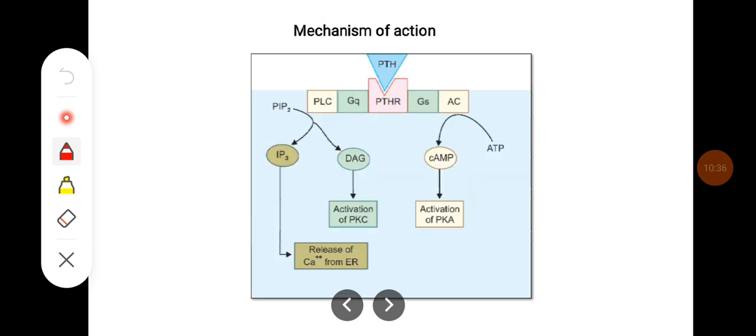So this is the mechanism of action of parathormone. It is going to act on the steroid-like nuclear receptors. Sorry, it acts on the cell membrane on the parathormone receptors, and it is going to increase the cyclic AMP and IP3 levels and increase the release of calcium from the endoplasmic reticulum.